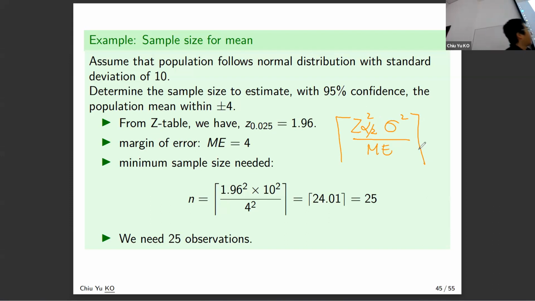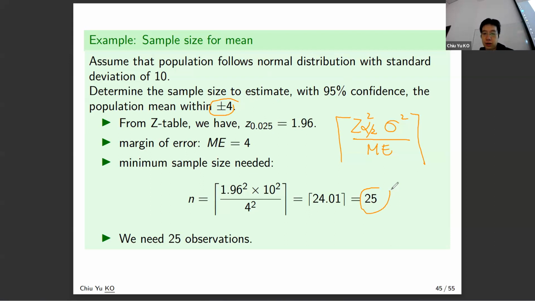And this Z is like 2, and ME is 4, and sigma squared is 10 squared, 100. So 100 times 4 over 16, that is 25. So if I'm happy to have a margin of error of 4, I only need 25.